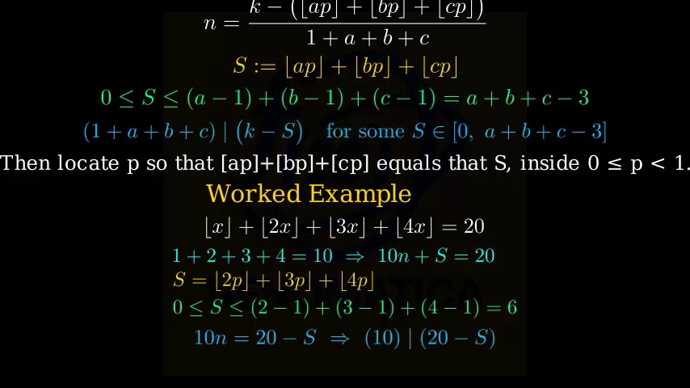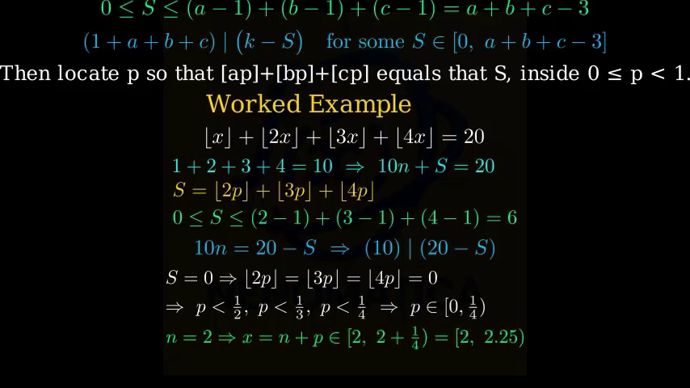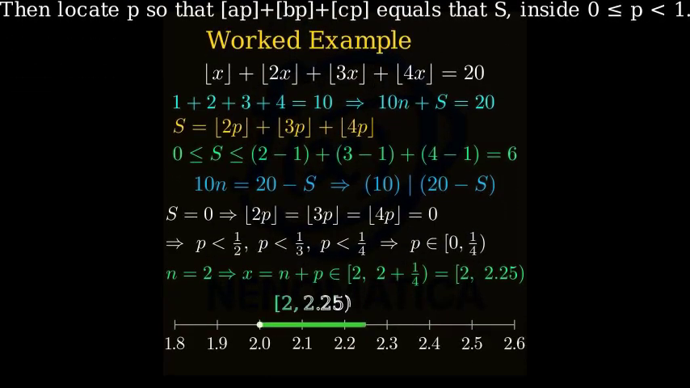The simplest choice is S equals 0, which gives n equals 2. S equals 0 means floor 2p, floor 3p, and floor 4p are all 0. That forces p to be less than 1/4. Therefore, x ranges from 2 up to 2.25. Here is a quick visual of the solution interval for x in our example.